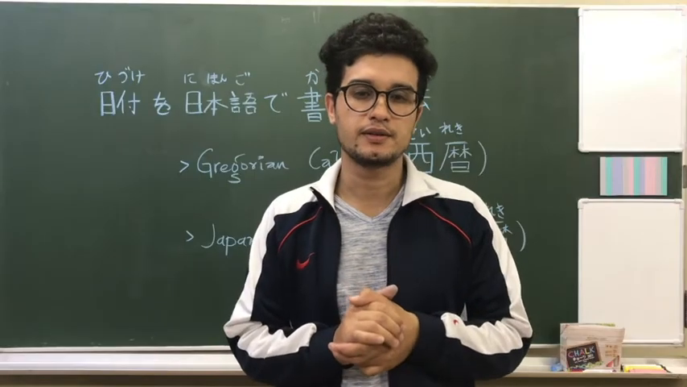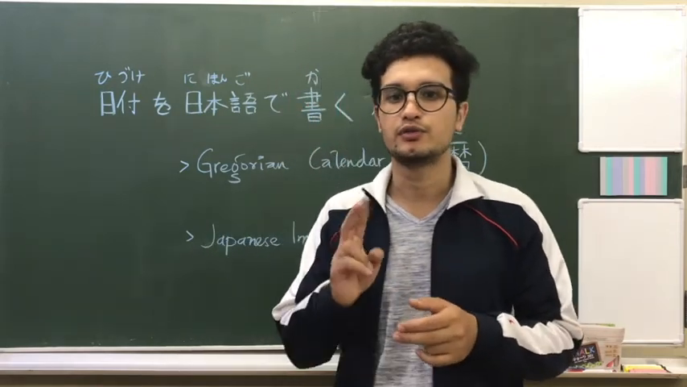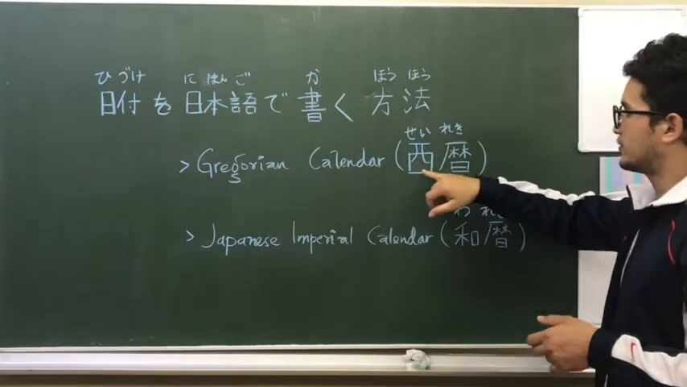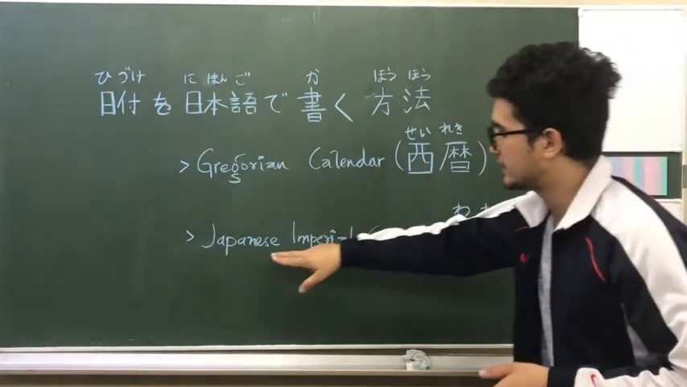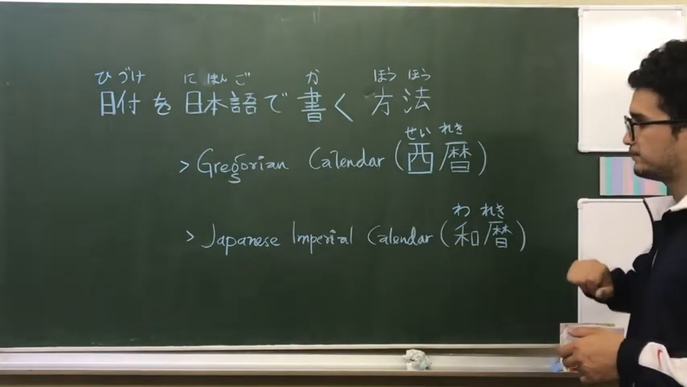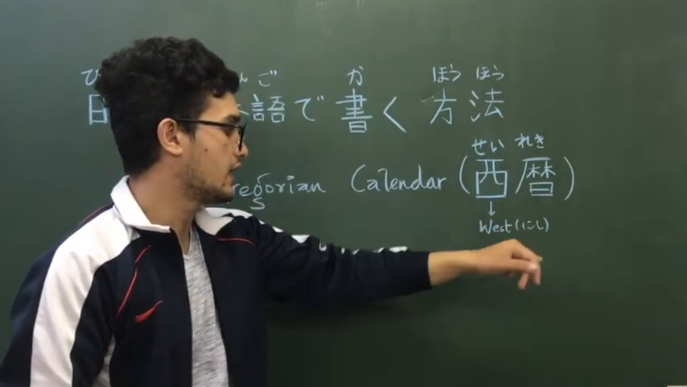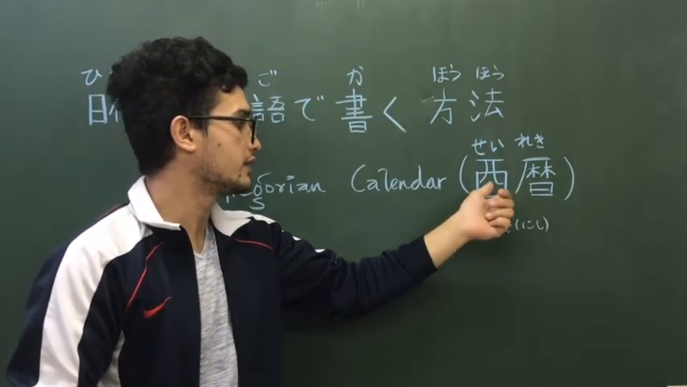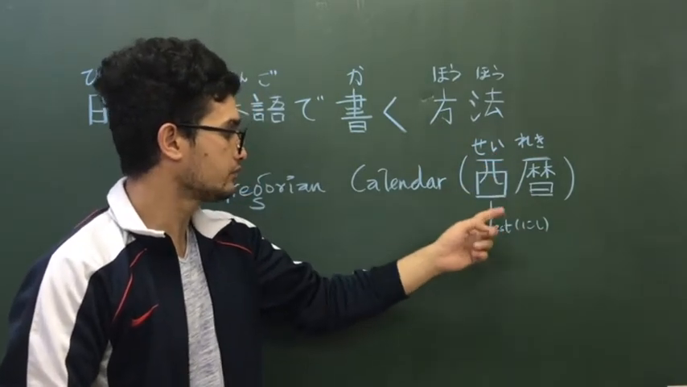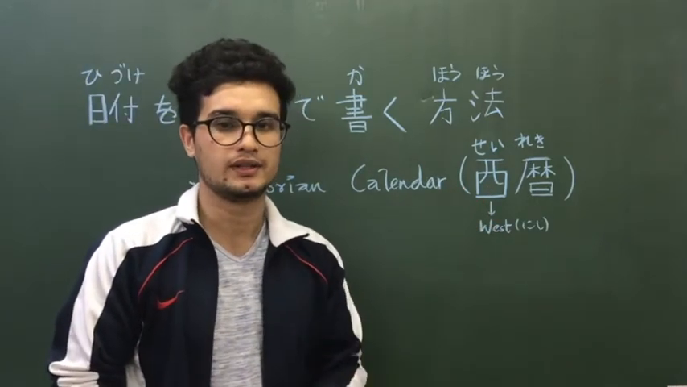There are different calendars used in Japan, but in today's video we will mainly discuss two calendars: the Gregorian calendar, also known as the Seireki, and the Japanese Imperial Calendar, also known as Wareki. Seireki in the Japanese language means the Western calendar. This kanji relates to the West, which is Nishi or Sei, because the European countries and America lie to the west of Japan.